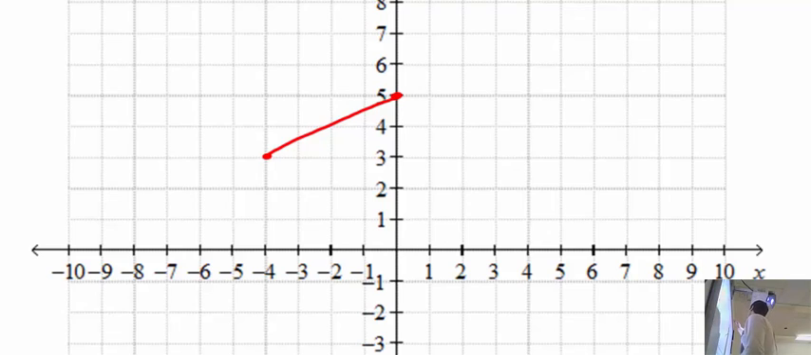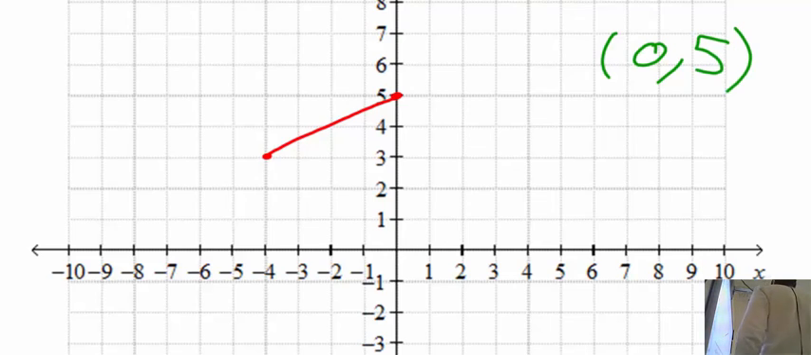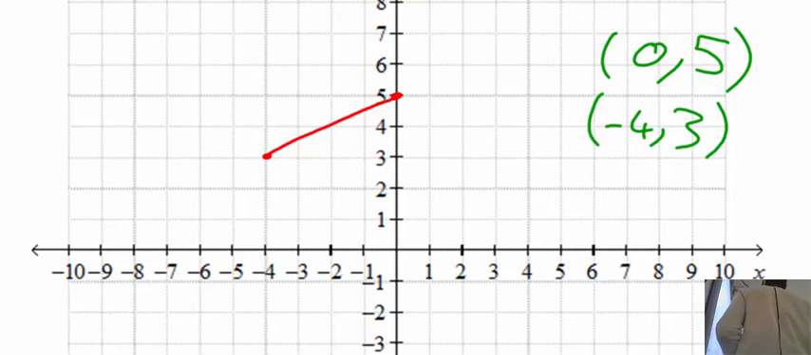Number one, you need to figure out the coordinates first. And for this, the coordinates are x is first, x is 0, y is 5. And now let's talk about the other one. I'm going to write the coordinates for this. And that is minus 4, x is the first, and y is 3. So those are your coordinates.